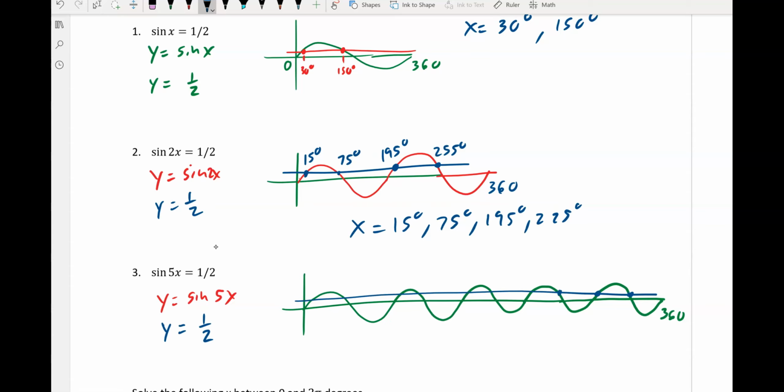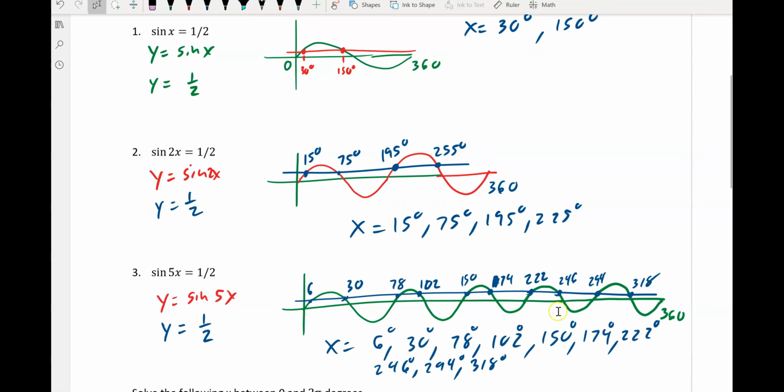So I want you to use Desmos or the TI-84 to find those answers and then check back in and we'll see if you're correct. So hit pause now. So these are the answers you should have gotten. So you can see that 30 divided by 5 is 6, 150 divided by 5 is 30, and then our period's normally 360, so a fifth of that to get to each of the other angles.